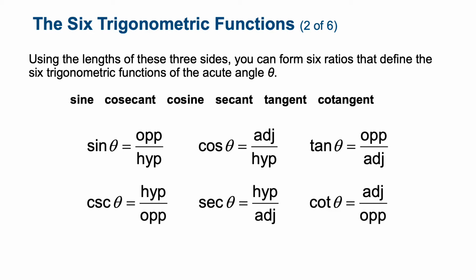Sometimes we use the acronym SOHCAHTOA, because sine is opposite over hypotenuse, so that's the SOH part, and then cosine is adjacent over hypotenuse, CAH, and then tangent is opposite over adjacent. And then the other 3 are just the reciprocals.